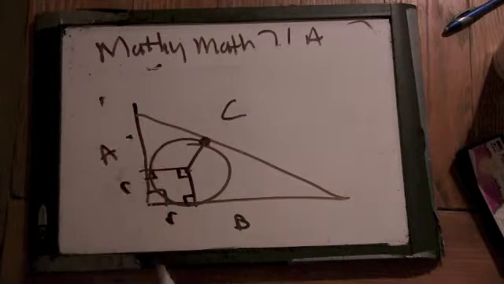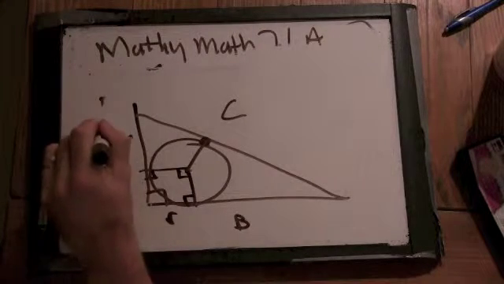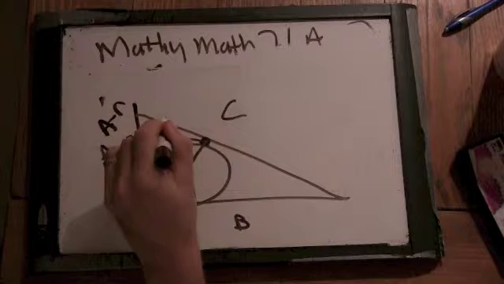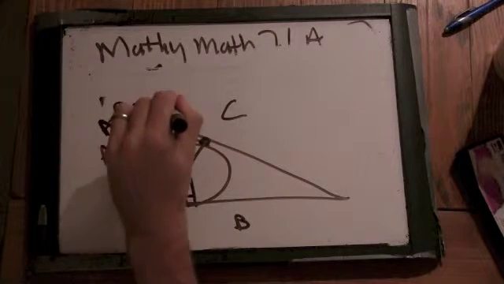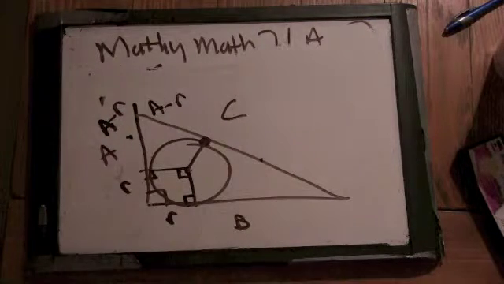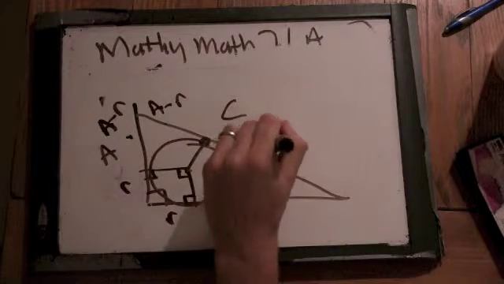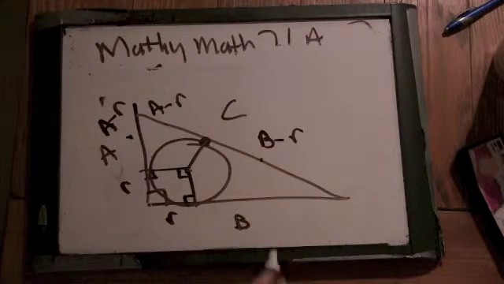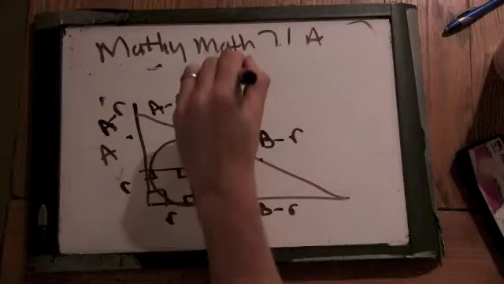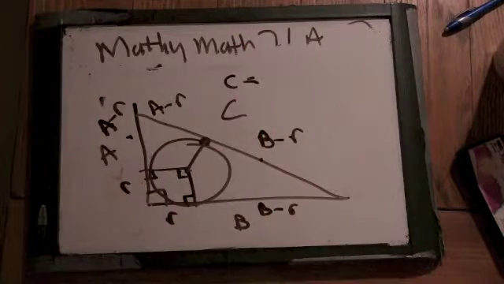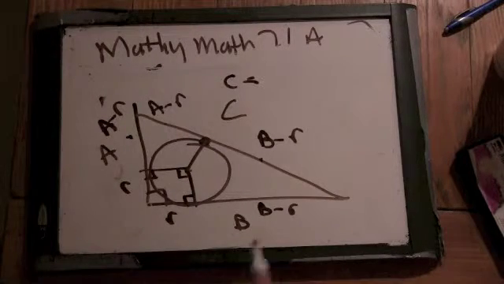What is this length up here? That would be A minus R. What's this length? A minus R. What's this length? It's B minus R, actually. How about this length? B minus R. So what's another relationship that the hypotenuse has in a right triangle? C equals A plus B minus 2R.